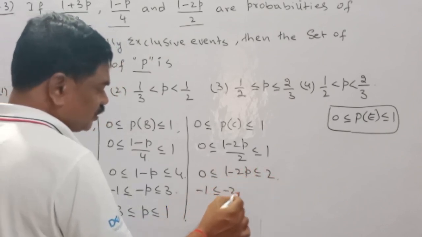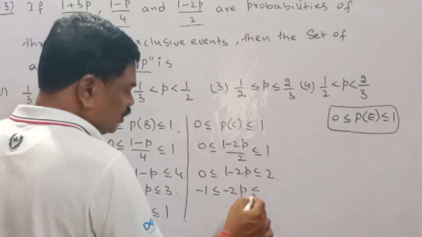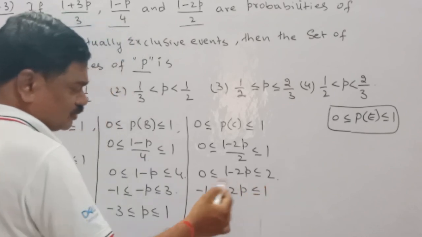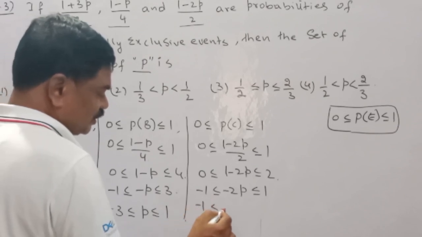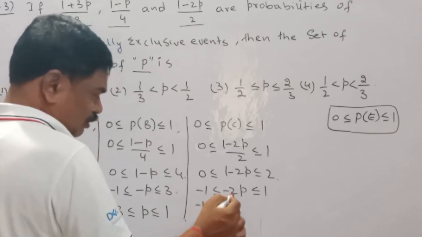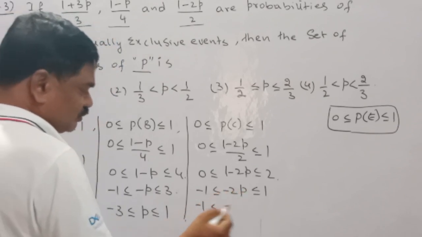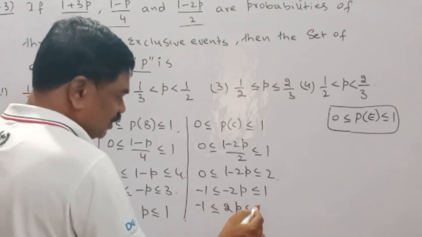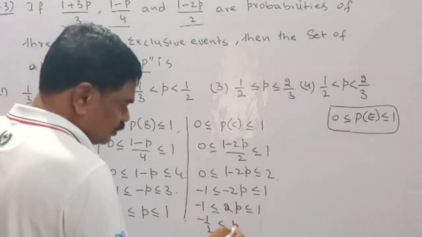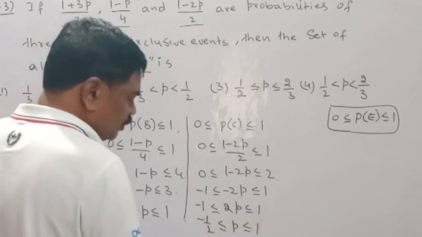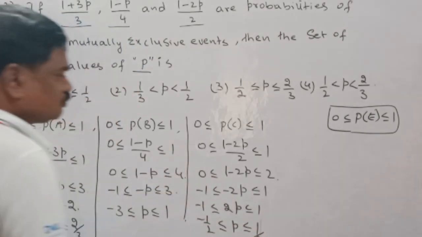Minus 1 less than or equal to minus 2p less than or equal to 1. This is 1 less than or equal to minus 1 less than or equal to minus 2p less than or equal to... this is 2p less than or equal to 1, so minus 1 by 2 less than or equal to p less than or equal to 1 by 2.